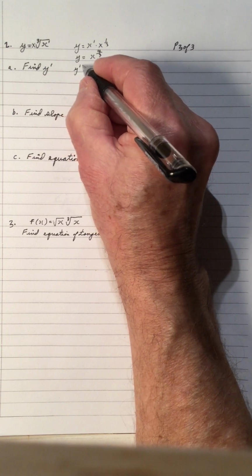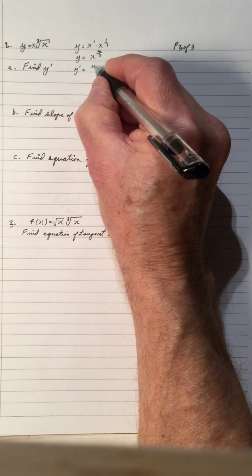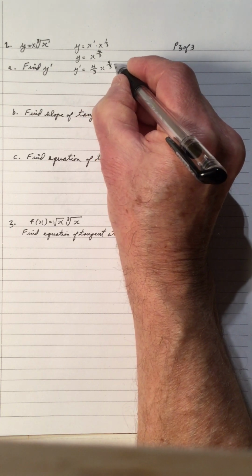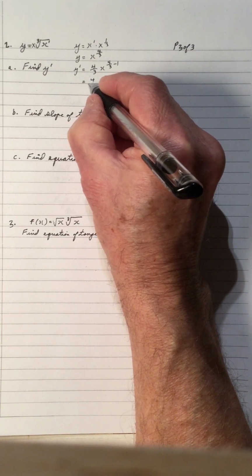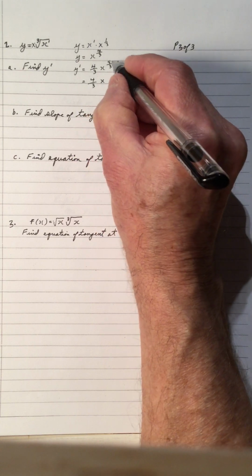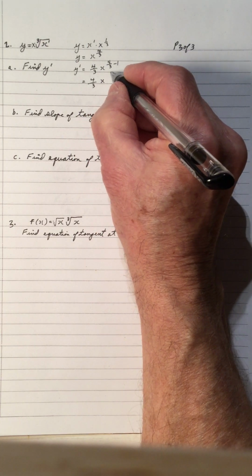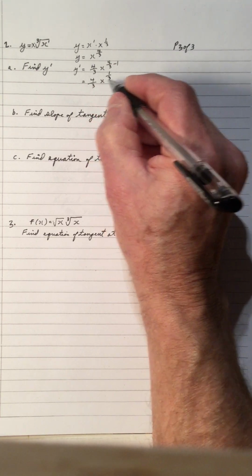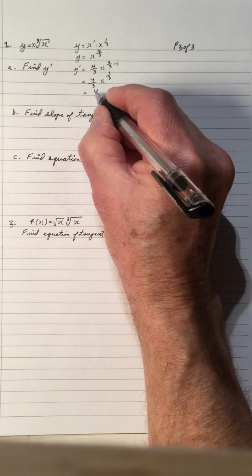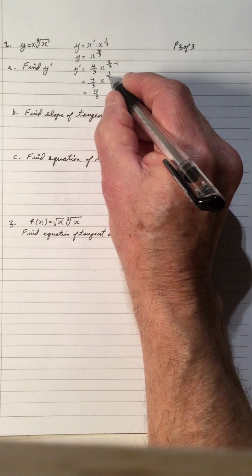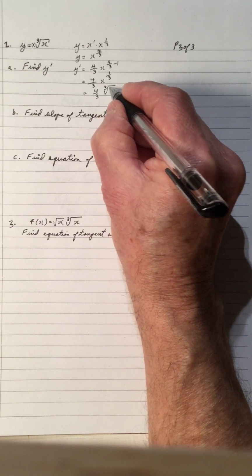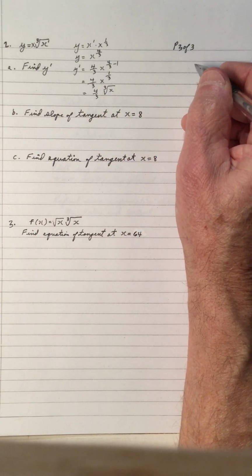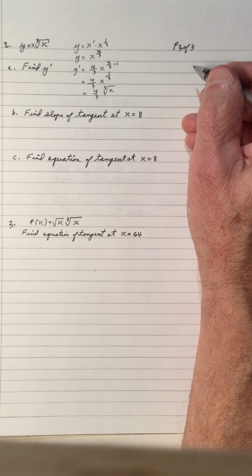So y prime is, by power rule, 4 over 3 moves in front, and the exponent decreases by 1. So that's 4 over 3 x. 4 over 3 subtract 1 is 1/3. So you could write 4 over 3, and x to the 1/3 is cube root of x, or you can leave it as x to the 1/3, as long as you work out the problem that you're going to get in relation to the tangent correctly.